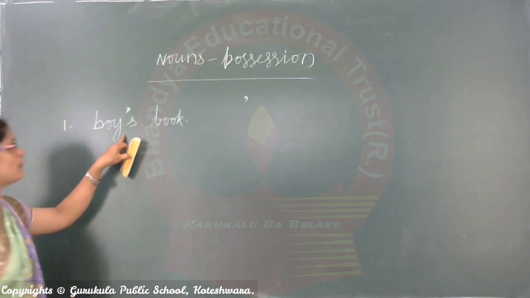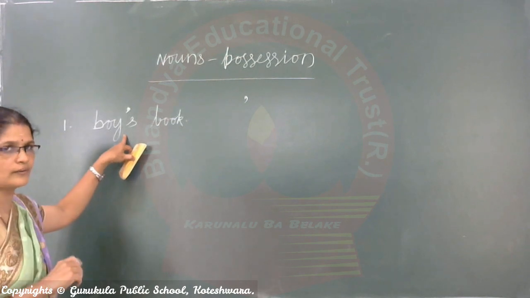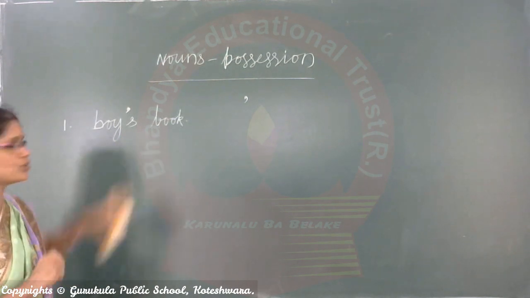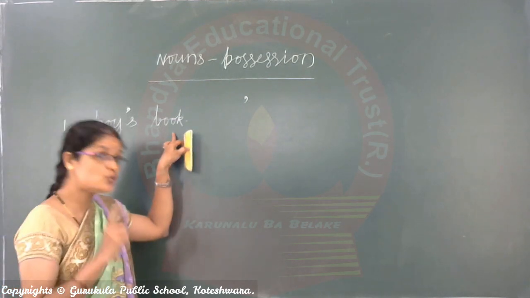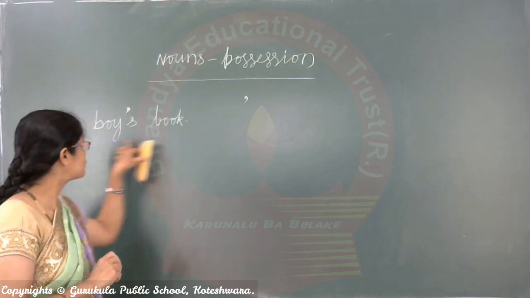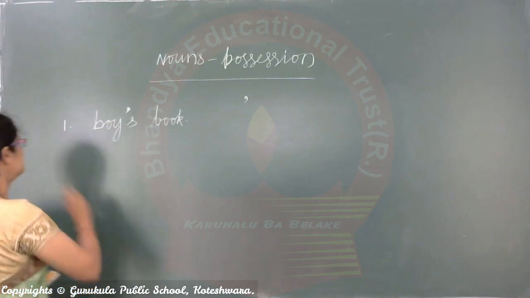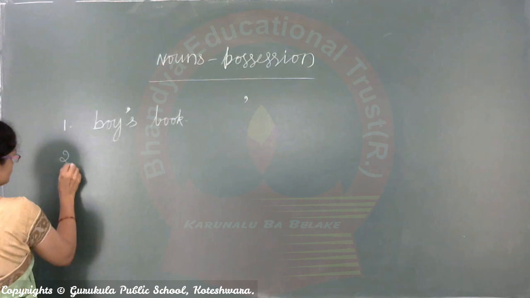How many members here? Only one boy. It shows singular. Boy's book. There is a book. Whose book? That boy's book. Next example.